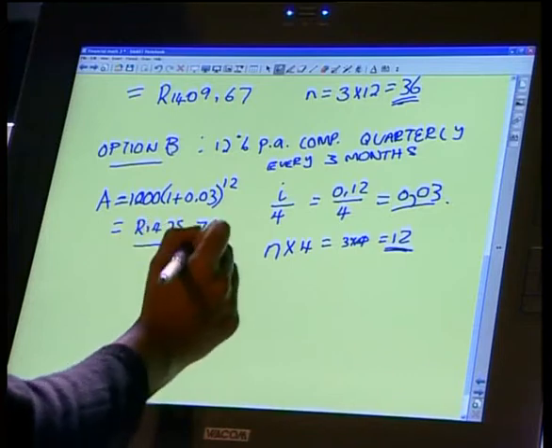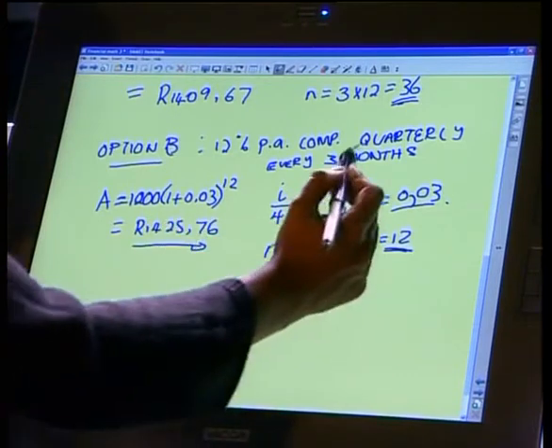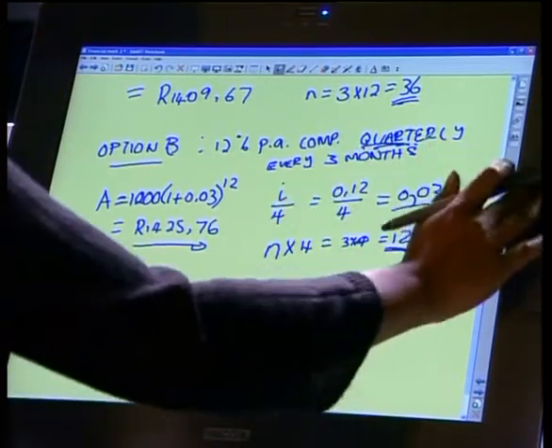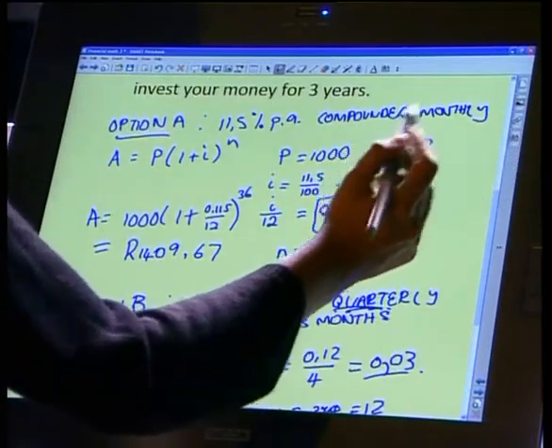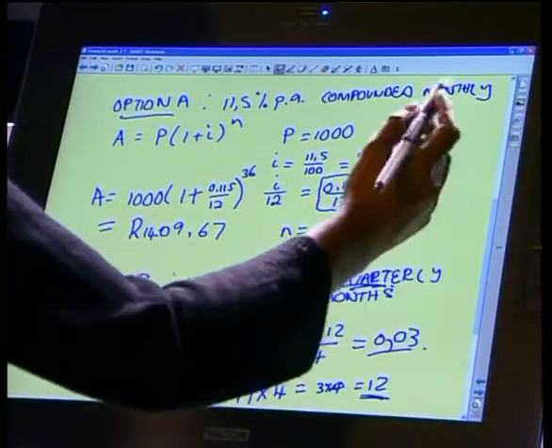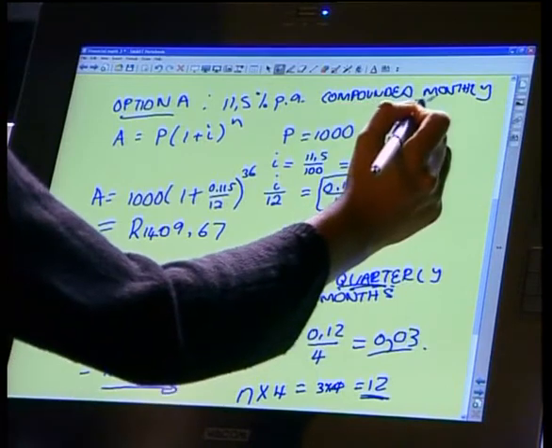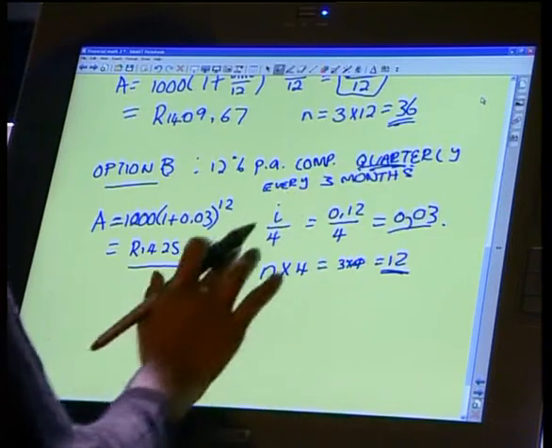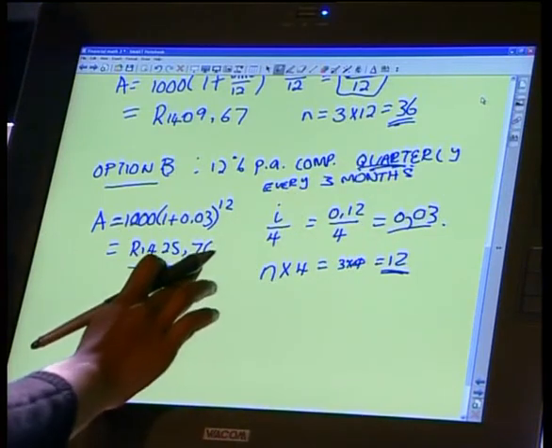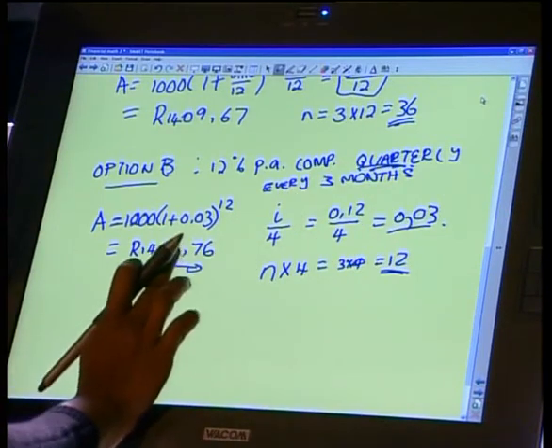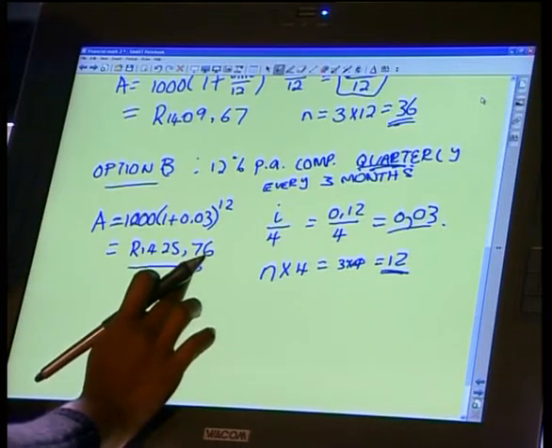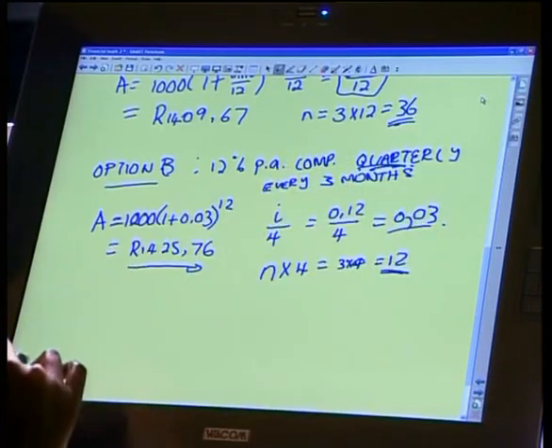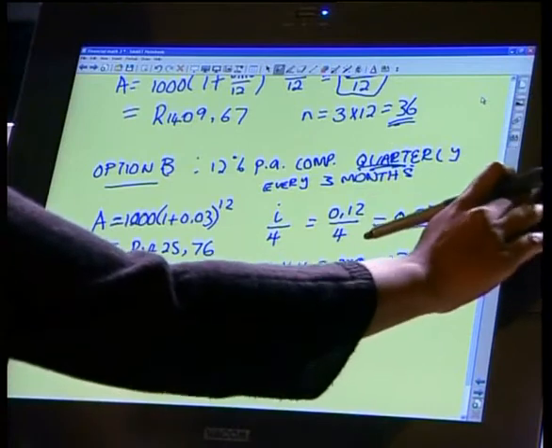So it's 1,425.76. Okay, so in option B, if compounding is quarterly, well, it's actually less often than we were getting in the first one. First time we were getting monthly interest, now we're getting quarterly interest, but we get a higher amount at the end. So here we get 1,425 Rand when interest was compounded quarterly at 12% per annum.